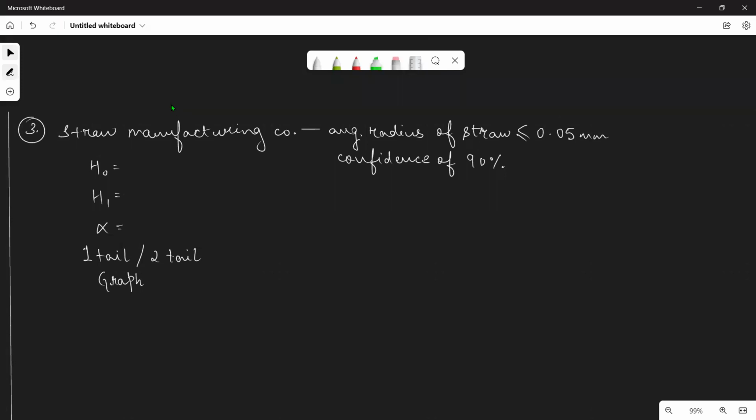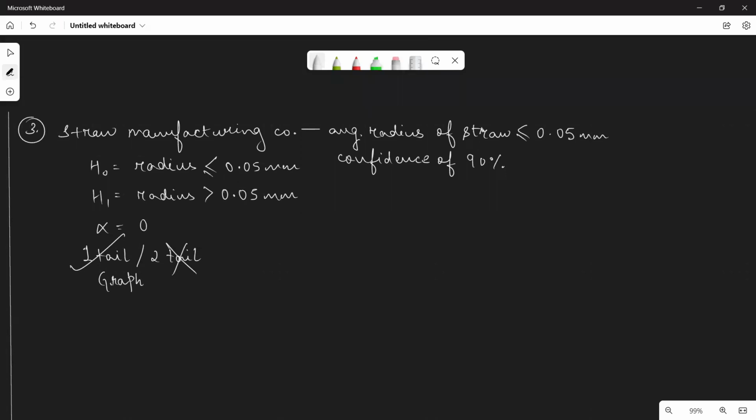Okay, fine. Correct. So what have we observed? H naught will be, I'll just write it down quickly. H naught will be radius, whatever is given in the question. So radius less than or equal to 0.05 millimeters. H1 will be the opposite of it. So I will say H1 is radius greater than 0.05 millimeters. We just have one condition inside H1 to reject H0. That is why it is a one-tailed test. It is not a two-tailed test.